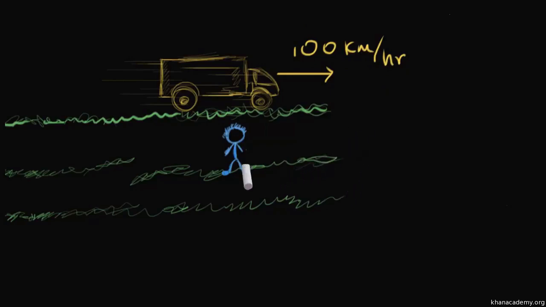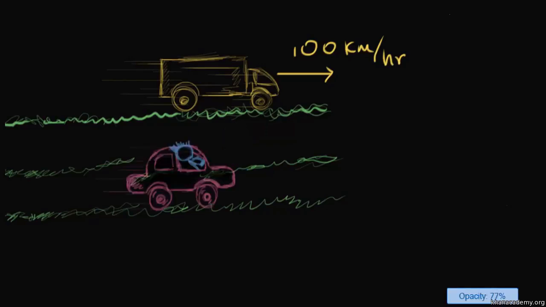Now, you get excited by this truck's motion, and so you decide to get into the car and start driving yourself. So you get into the car. Let's put you inside the car. Here you are. Suppose you start driving, let's say your car doesn't go quite as fast as this guy, but let's say it goes at 95 kilometers per hour.